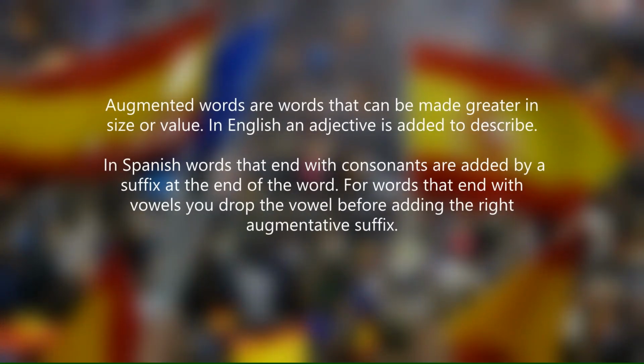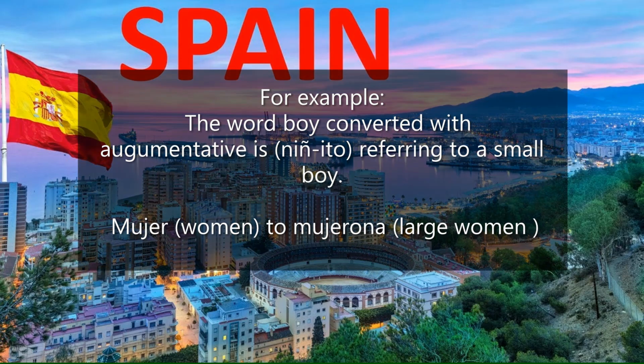One fun fact is that in Spanish, there is the use of augmentative words, whereas in English, there is not. Augmentative words are words that can be made greater in size or value. In English, an adjective is added to describe. In Spanish, words that end with consonants are given a suffix at the end of the word. For words that end with vowels, you drop the vowel before adding the right augmentative suffix. For example, the word niño, boy, converted with an augmentative is niñito, referring to a small boy. Mujer, which means woman, is mujerona, and translated is large woman.